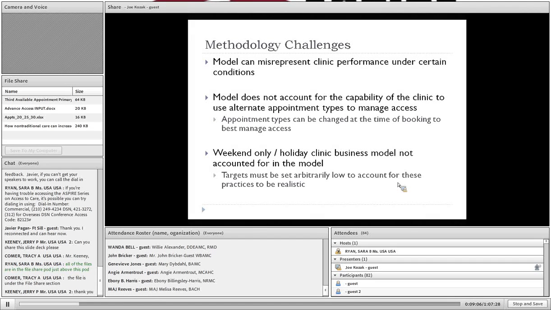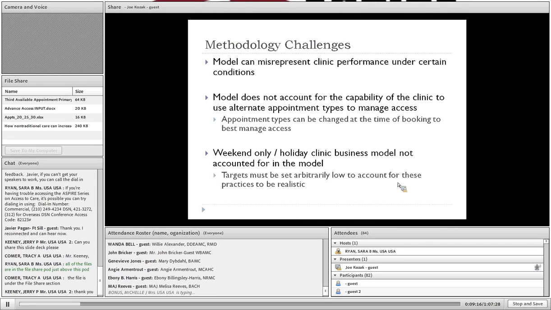Methodology challenges. The model can misrepresent clinic performance under certain conditions. What we're talking about there leads right into the next one. If you were using additional appointment types that were not one of the 4 primary, it didn't even count those appointment types as existing. One of the big problems with that is a clerk can grab the appointment type during the appointing process and change it at any time. So the question was posed, why?